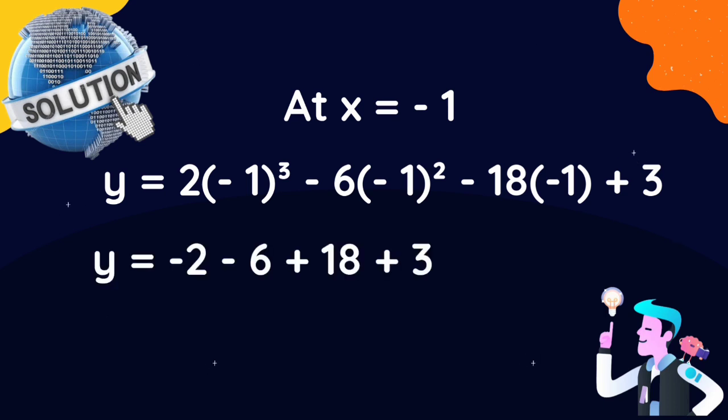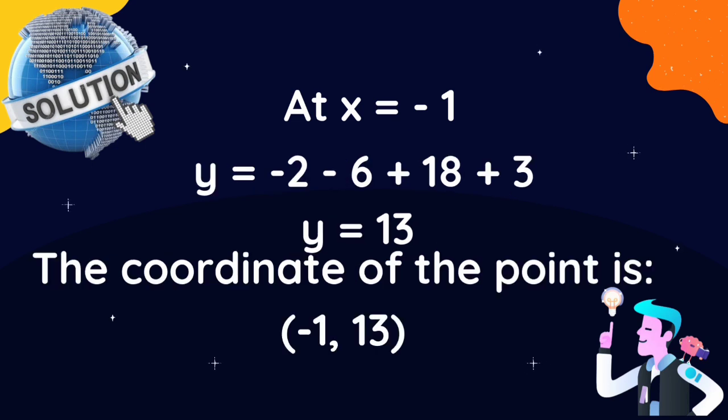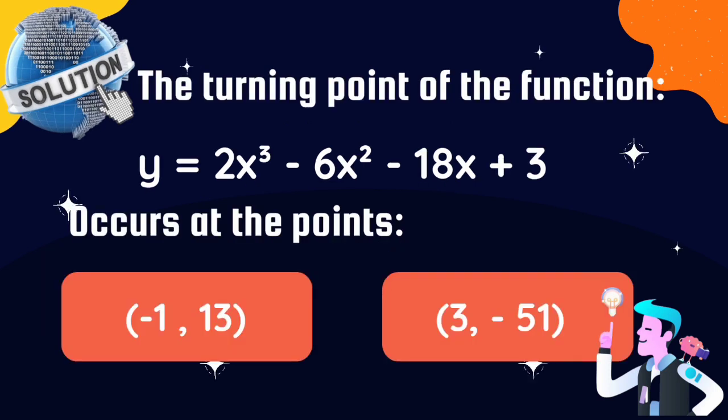And by expansion, if you expand this expression, you have minus 2 minus 6 plus 18 plus 3. And if you solve this completely, you are going to have the answer y equal to 13. Therefore, the coordinate of the turning point at x equal to minus 1 will be minus 1, 13, which is the value of x and y at that point.